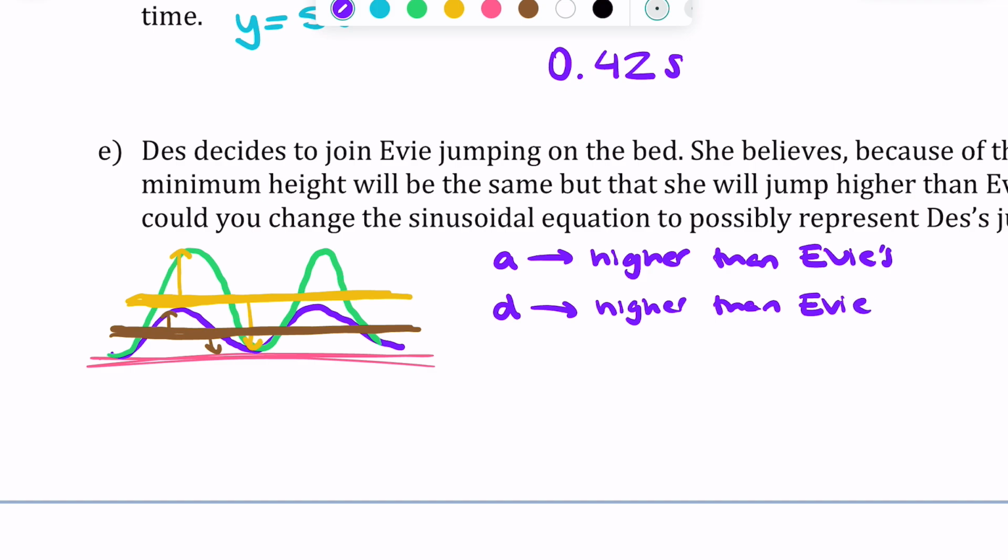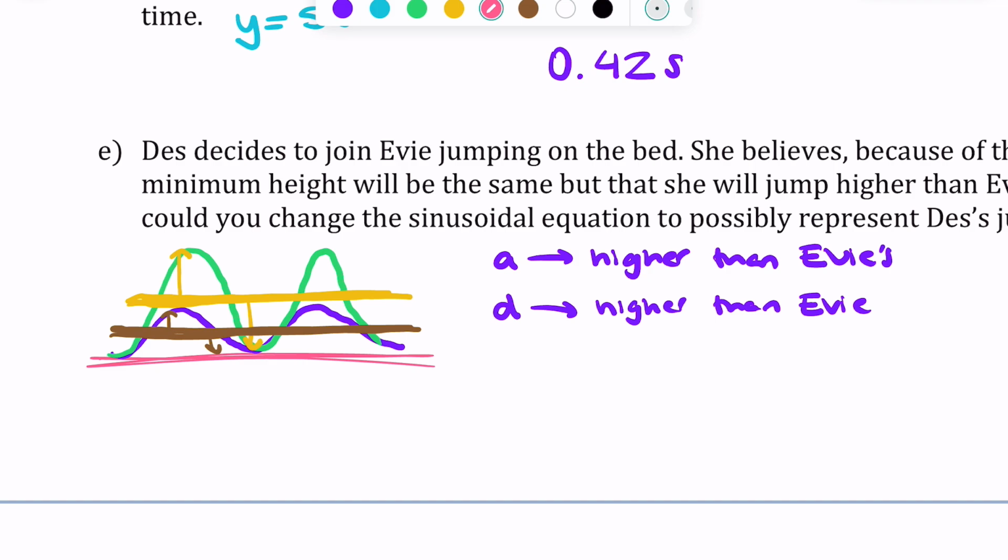Now, when we take a look at what we could possibly do, we need to make sure that the A and D values change appropriately, right? Because if my amplitude goes up by 2, then my midline actually has to go up accordingly, right? I need to make sure that we have the same thing. So here, if I had Evie's amplitude of 12, her midline was 48, so that the bottom she would reach is 36. So 48 minus 12 gives me that 36.